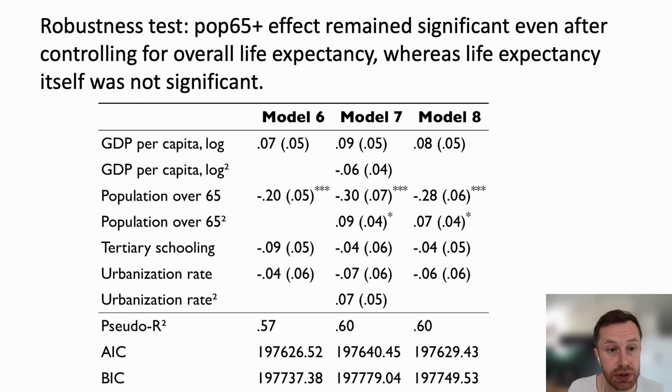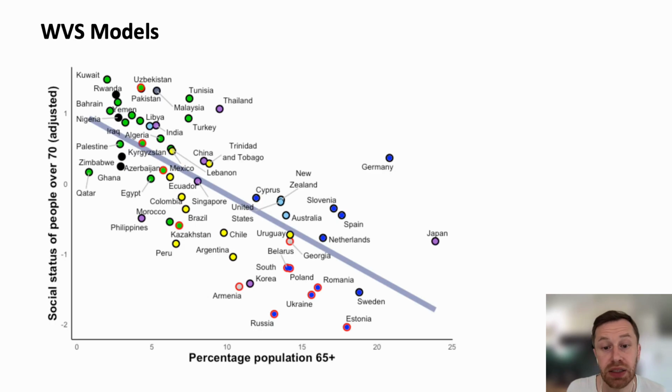variance across countries. So let's test if this is really a more important component of modernization than the others. For that, we included simultaneously different components together with the population over 65. As you can see, the population over 65 was significant in every model, but none of the other indicators were significant. It implies that the population over 65 is the indicator that is responsible for this correlation between modernization and status of people over 70.